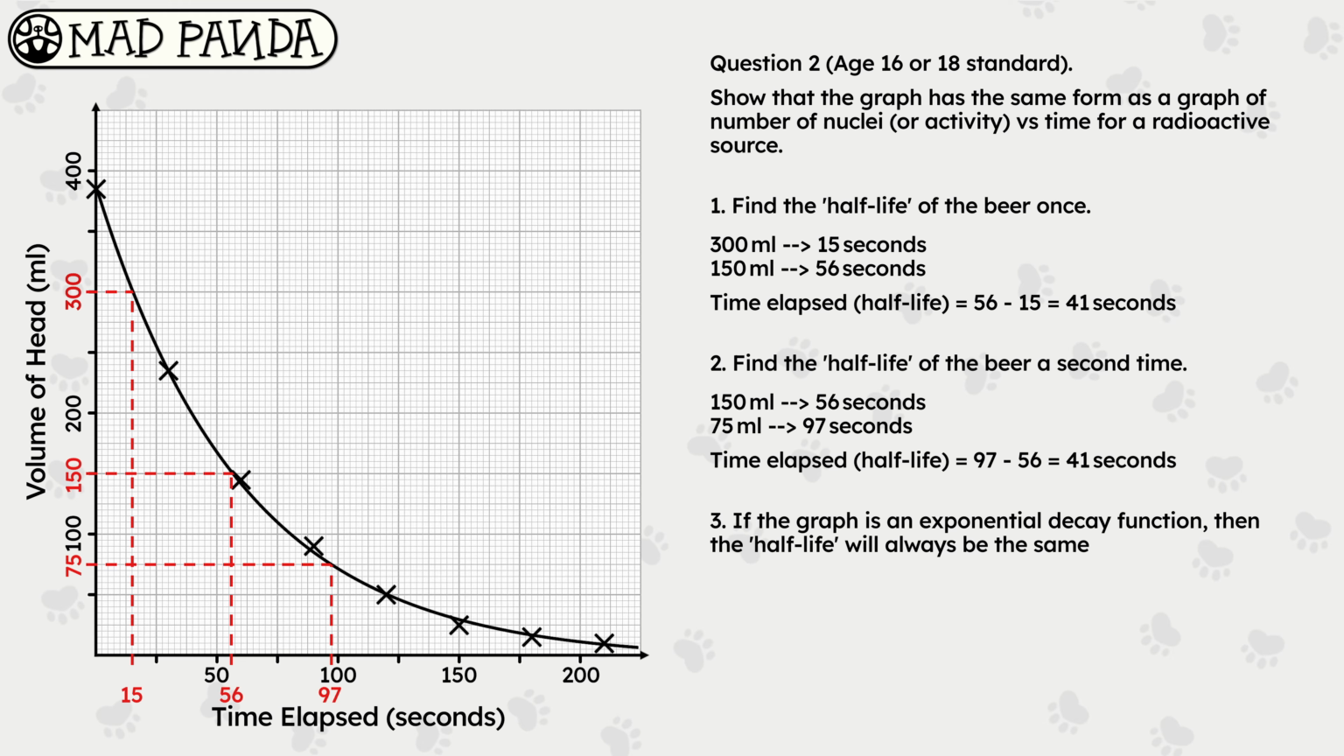If they were a little bit different, I think that as long as you justified your answer, you could argue it either way. So if you said the numbers are different, therefore it doesn't follow the same form as a graph of radioactive decay, or if you said, oh, actually the numbers are so similar that I think it does follow the same form as a graph of radioactive decay, I think either of those answers would be acceptable.